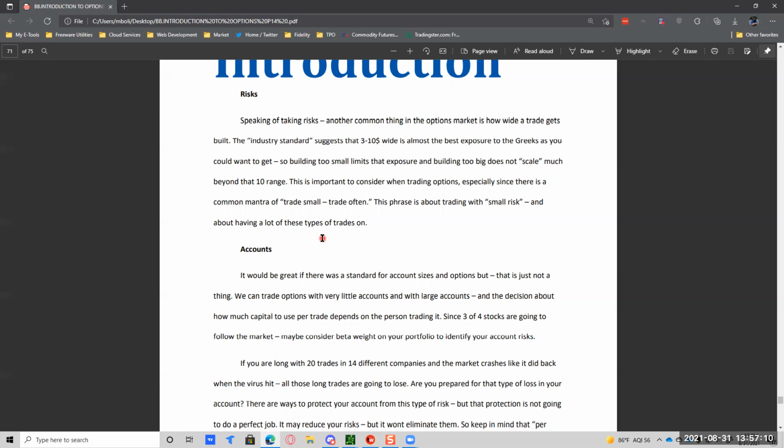Diversification is a real big deal too. So if you can go long and short, that's the best diversification you can get. But also think about diversifying what you trade, so that you're getting into different sectors and different industries and sub-industries.